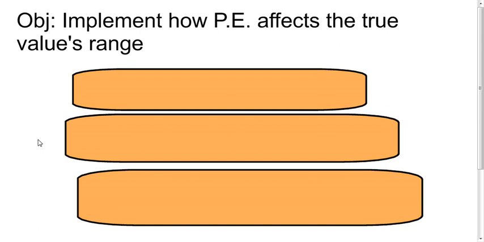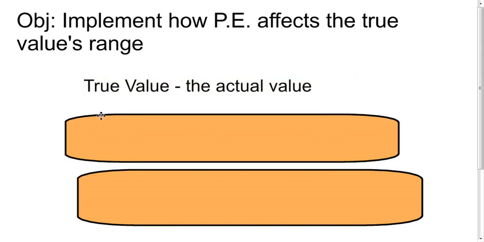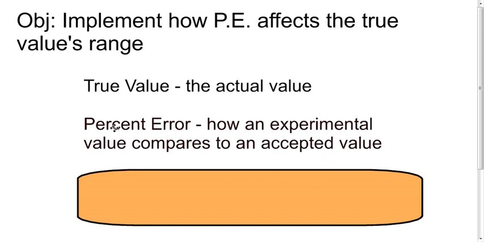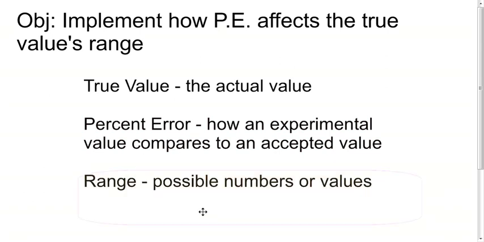The purpose of this video is for you to implement how percent error affects the true value's range. A true value is the actual value. Percent error is how an experimental value compares to an accepted value, and a range is a set of possible numbers or values.